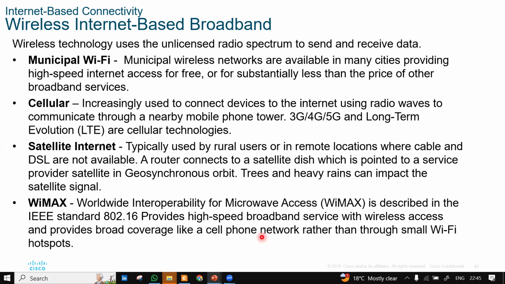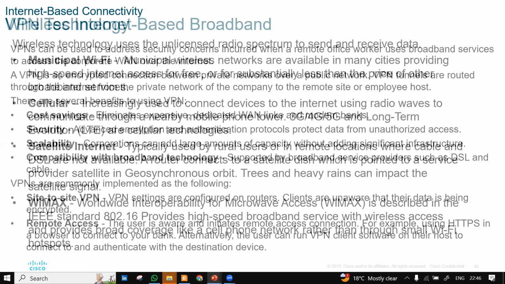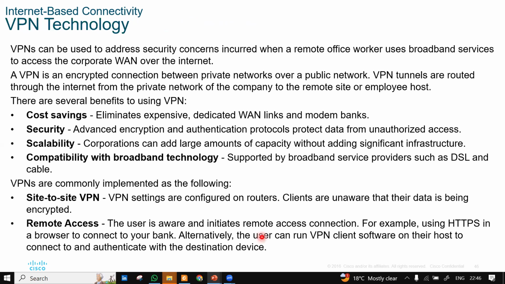I think the big service providers, the MNOs, use them to interconnect their base stations, but they can also be used to access the internet. I know of Telco, which uses WiMAX, and it offers its services to different types of customers. Okay, wireless internet based. Right, then we have VPN.